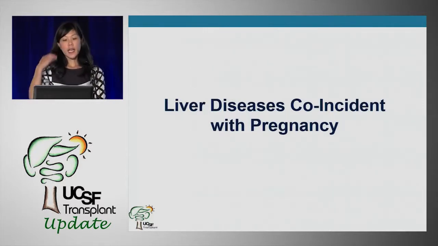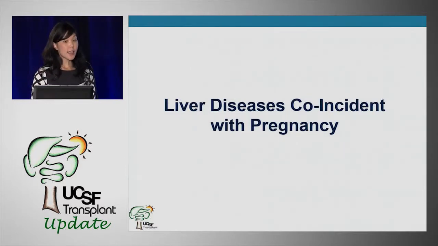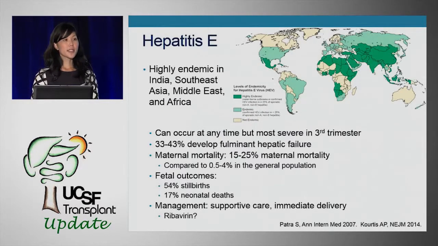And finally, I'd like to just mention 3 diseases that are coincident with pregnancy and do seem to occur more commonly in the setting of pregnancy. The first is acute hepatitis E. Hepatitis E is highly endemic in India, Southeast Asia, the Middle East, and Africa, as well as Mexico. As you can see here from the dark green areas, you'll note that in the United States, it is not highly endemic, but is endemic, so we do see it.